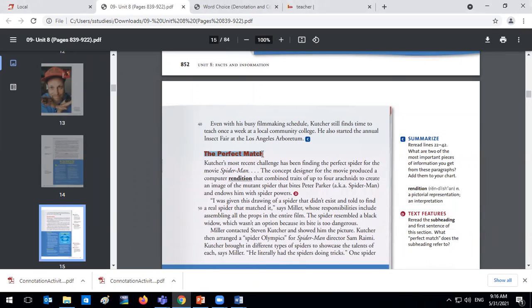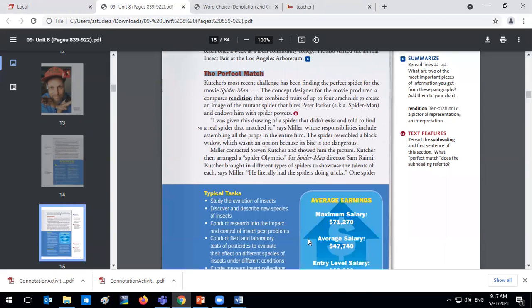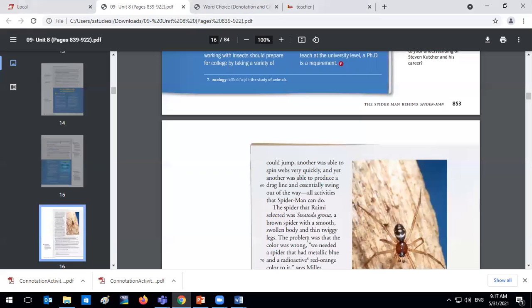So in the subheading "The Perfect Match," Stephen Kutcher starts to talk to us about how in the movie Spider-Man they were looking for a specific spider, and they were able to develop a computer rendition, a computerized image of the spider that they wanted to play the role of the spider in the movie. After the computer rendition came out, they gave it to Stephen Kutcher and told him, "Well, hey, Stephen, we want you to come up with this spider."